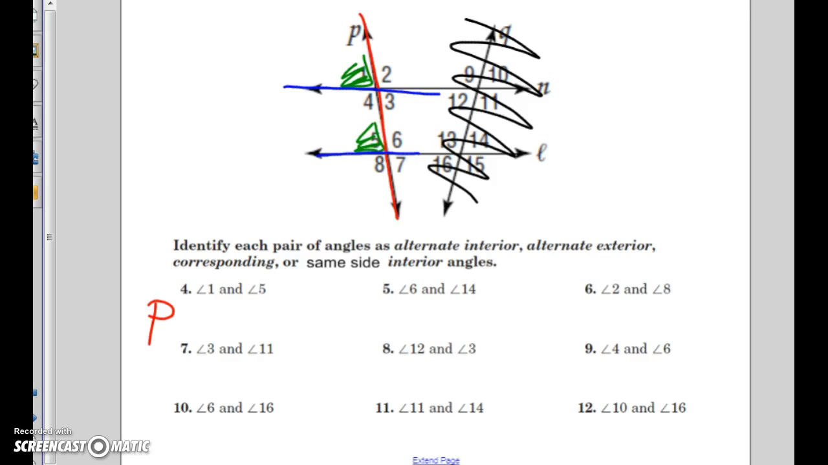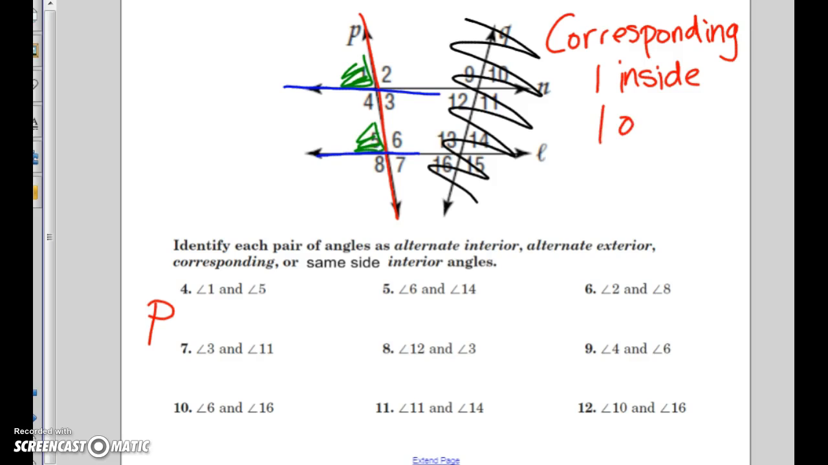That means they are not interior angles, and they are not exterior angles. What we're going to call them is corresponding. So on the bottom left-hand corner of your foldable, I want you to write the word corresponding. It means I have an angle 1 inside, 1 outside.